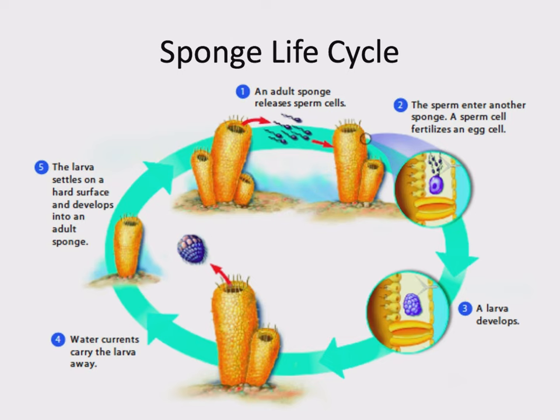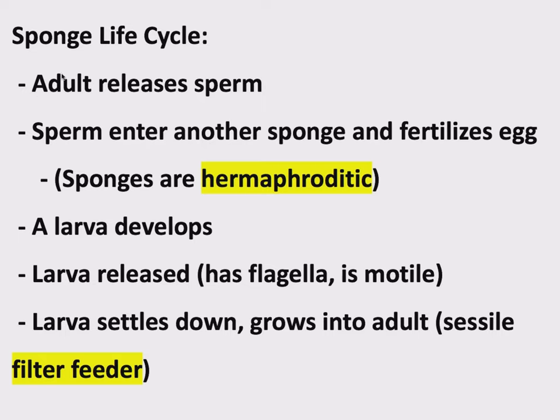So, okay, what's my summary of this? Sponge life cycle. Adult releases sperm. Sperm gets to another sponge and fertilizes its egg. Again, hermaphroditic. If you needed a key terms definition for this, hermaphroditic refers to an animal where both male and female gonads are present in the same individual. A larva develops, larva released, it has flagella, it is motile, the larva settles down, grows into adult, it is sessile, and a filter feeder.